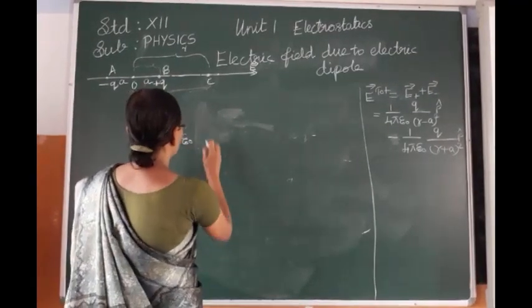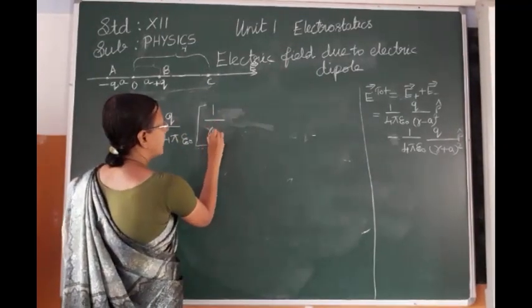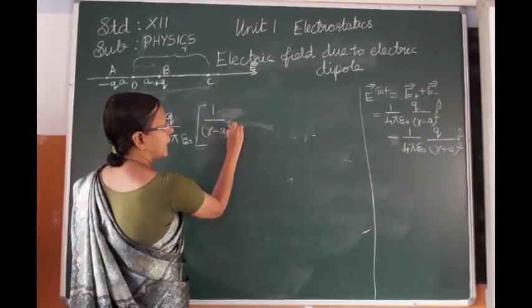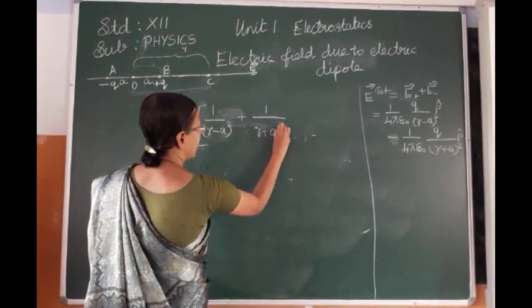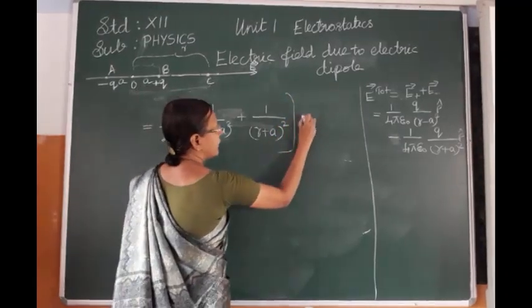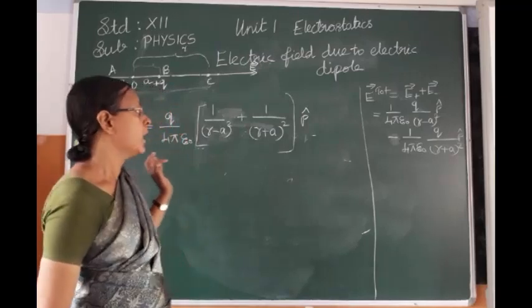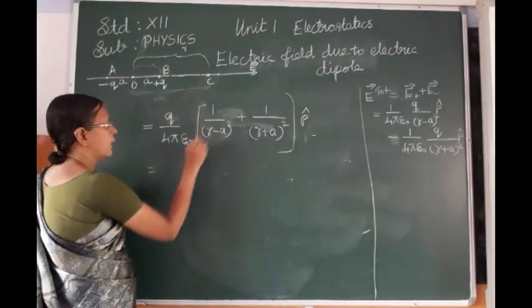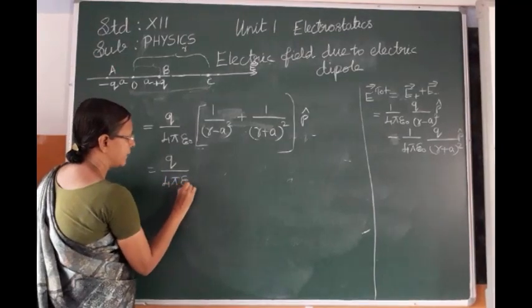First we have to take a common term outside: 1 by (R minus A) the whole square plus 1 by (R plus A) the whole square. Then the p vector is also common, that is a unit vector, so we have taken the base. So here we have to solve Q divided by 4 pi epsilon 0.